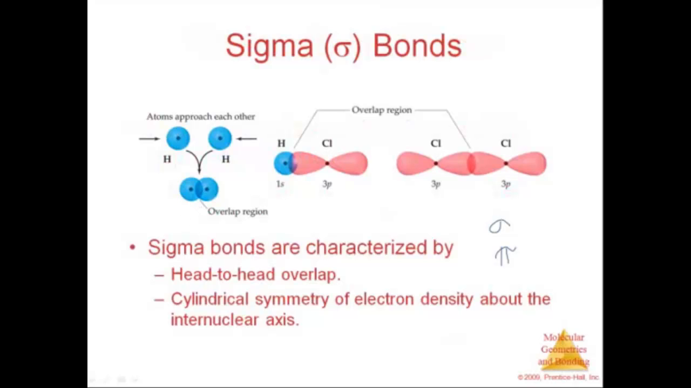Okay. If I have a sigma bond, let's say, two s orbitals on two different atoms, it's going to form a sigma bond. If I have an s and a p, it's going to form a sigma bond. So it's characterized by head-to-head overlap. This s colliding with the head of the p as opposed to the side of the p, or two p's hitting head-to-head. So you end up getting a cylindrical symmetry of electron density around the axis.